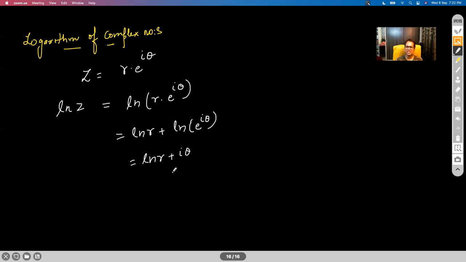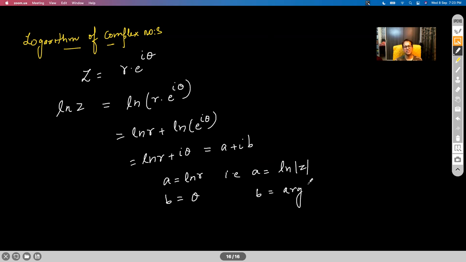So basically it gives you another complex number where your a is your ln r and your b is your theta. That is to say, this complex number's real part is your log of the modulus and your imaginary part is the argument of that complex number, right? So if you take a log of a complex number, you get another complex number whose real part is ln mod z and imaginary part is argument of that complex number.